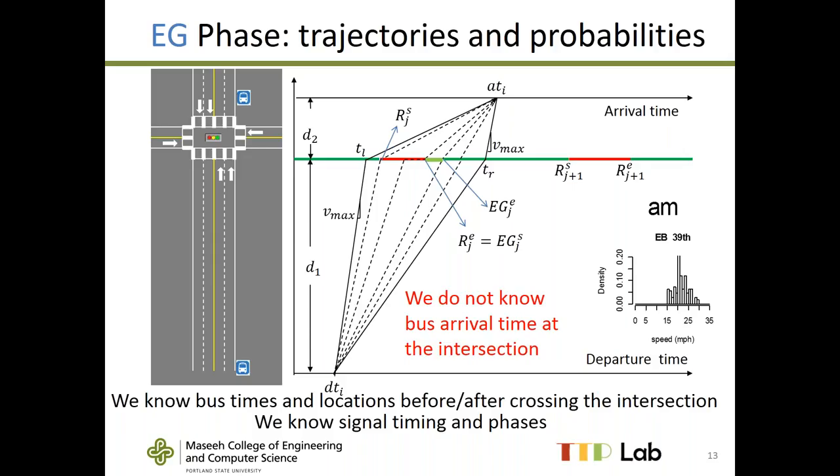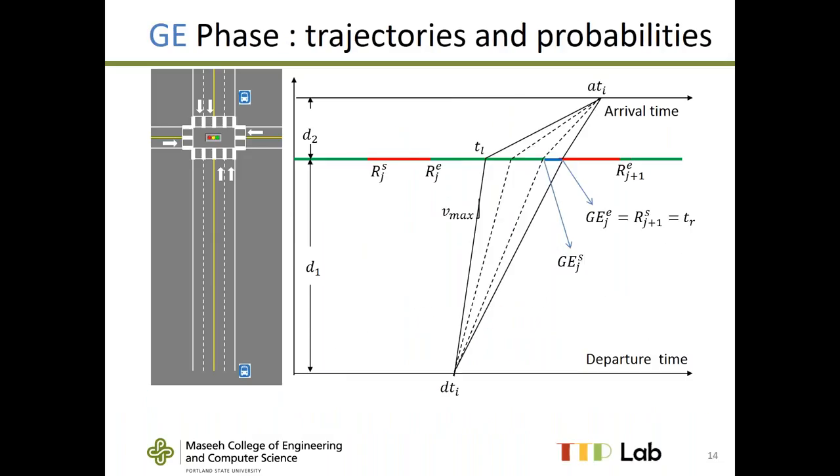This is a bit complicated, and it's better described in the paper. So I recommend that if you really want to look at how we estimated this, I'm going to give you a reference. So this is for the early green phase. The same thing can be done for the green extension phase.